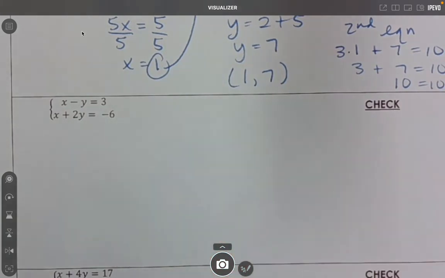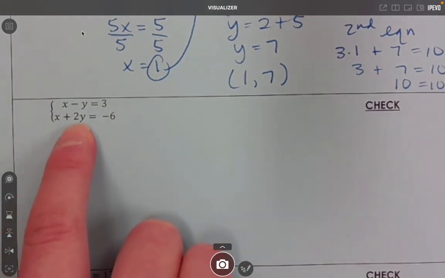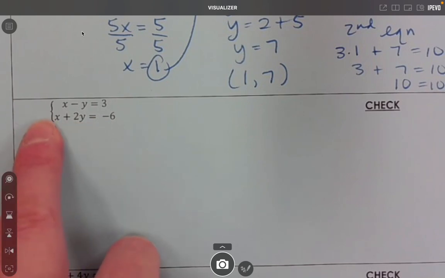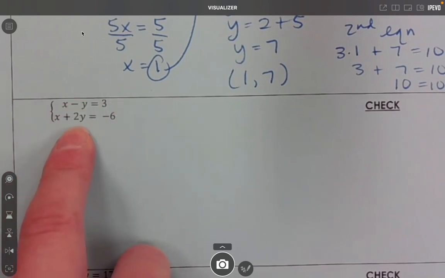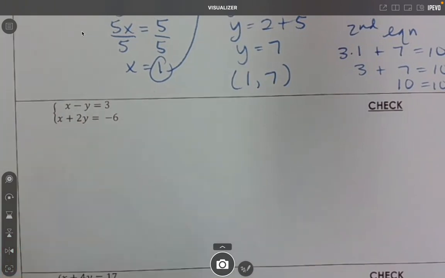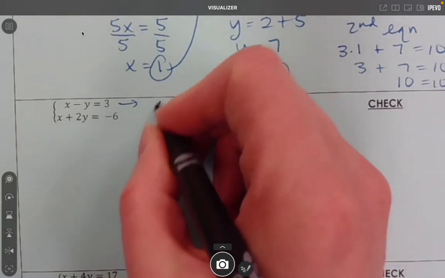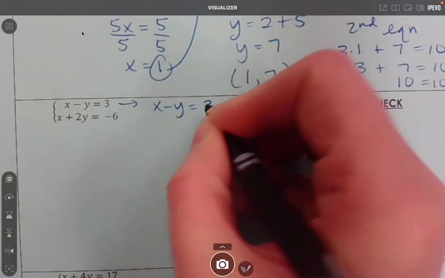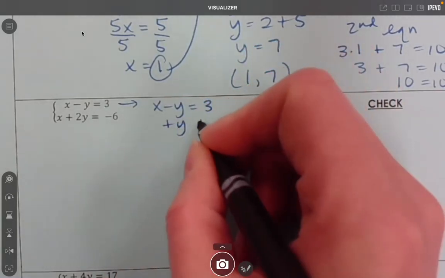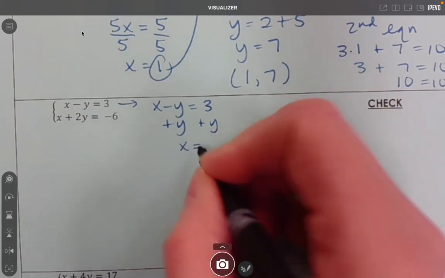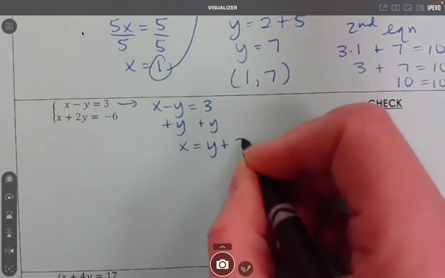When I look at my second equation, isolating this 2y would not be easy. If I think about it in my head, I'd have to subtract the x over, and then I'd have to divide by 2. And I don't want to have to do a division step. So what I notice is in my first one, if I have x minus y equals 3, and I just add y on both sides, now I have x equals y plus 3.